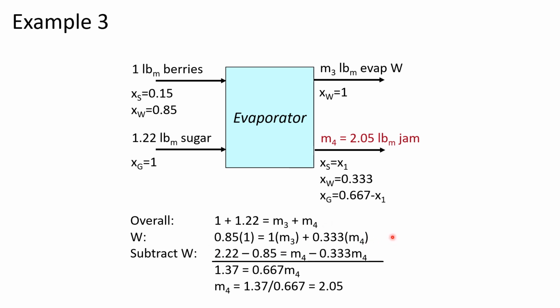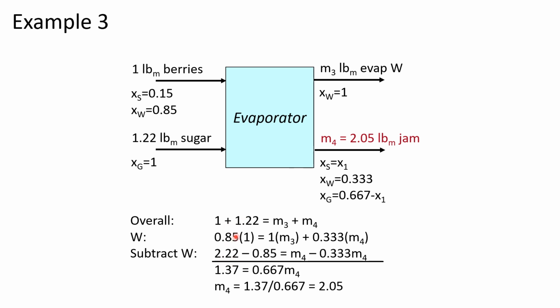And we can solve these two equations as they are written by simply subtracting the water balance from the overall balance. We're going to do this term by term. What we're going to do is on the left-hand side, the sum of these two numbers is 2.22.